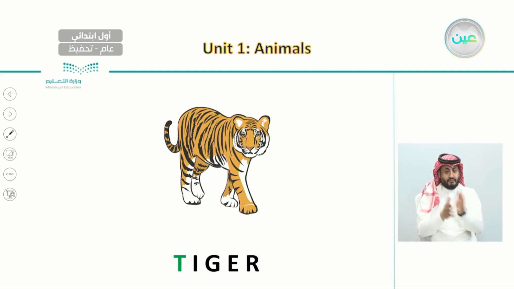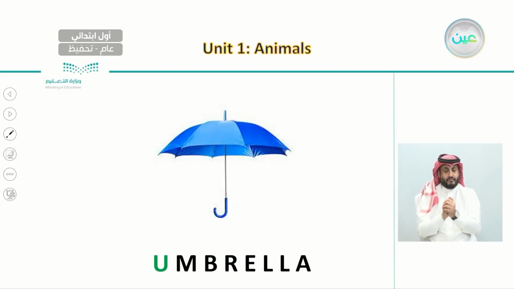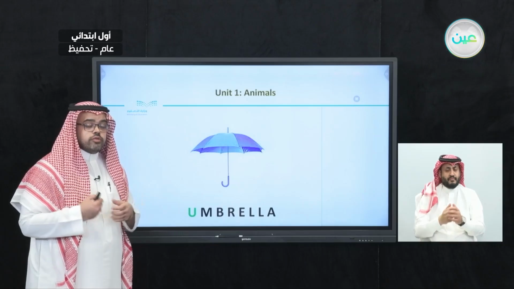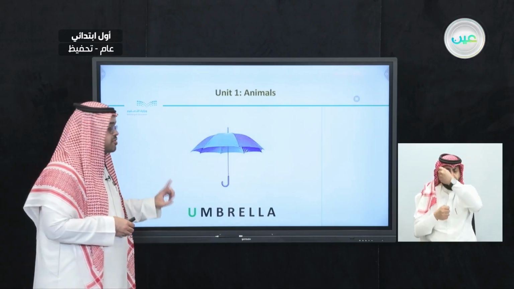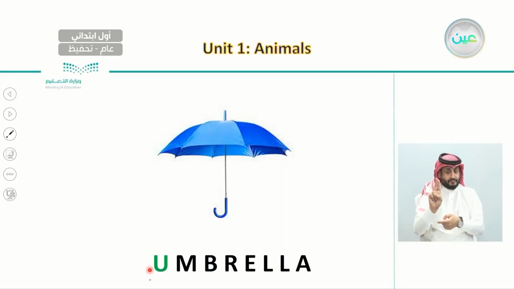Now let us move on to the third one. The third picture we have is umbrella. Umbrella. Say after me, umbrella. Umbrella. Very good. This is an umbrella, which we use especially in rainy weather. So umbrella starts with the letter U. Umbrella. This is the third word we have.